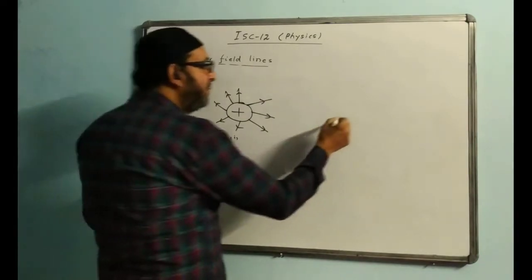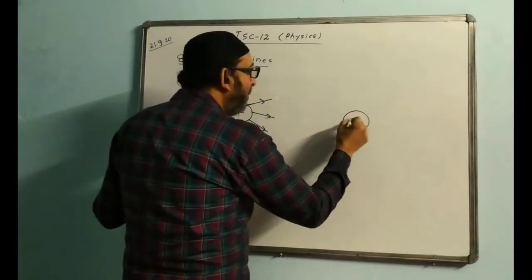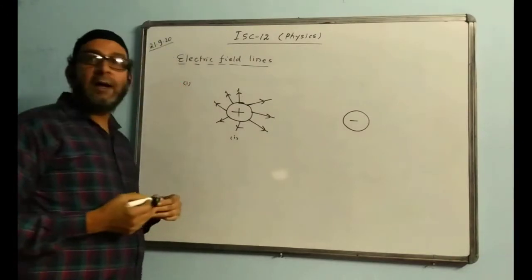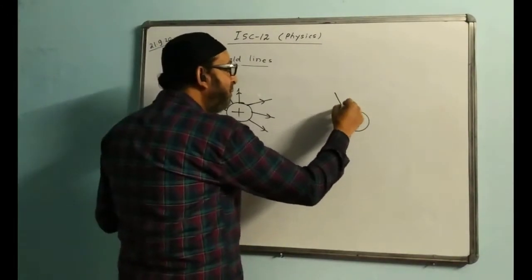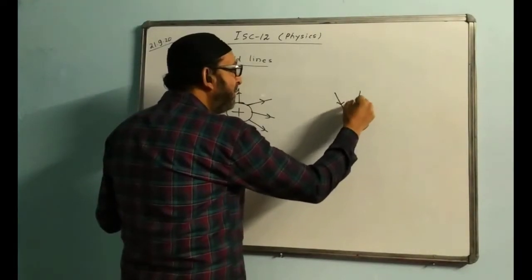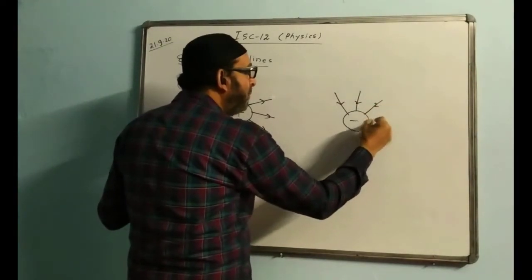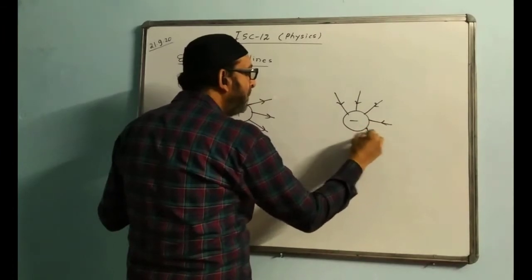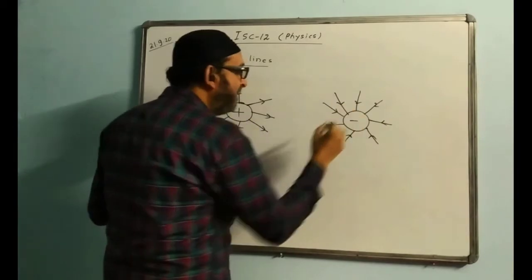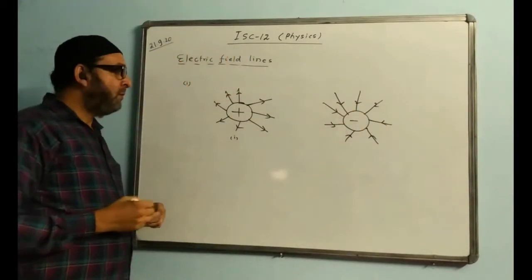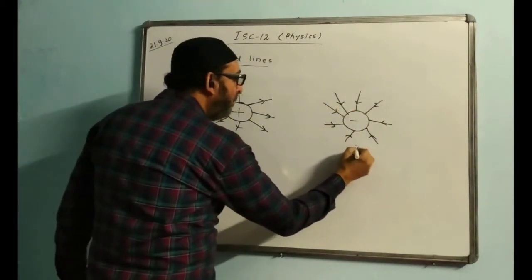Second one, for a single or isolated negative charge, draw the field lines. Field lines will be drawn like this, towards the charge, like this way. We draw towards like this. This is figure number 2.